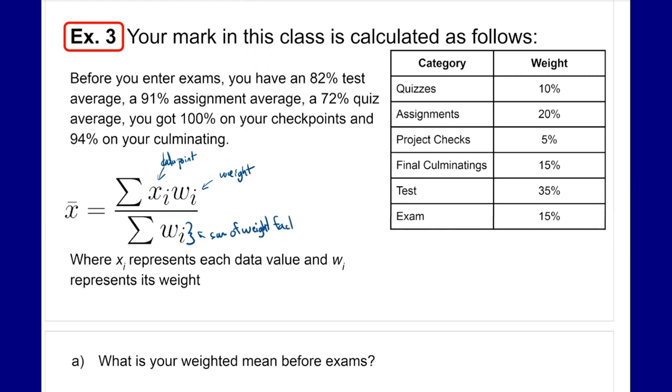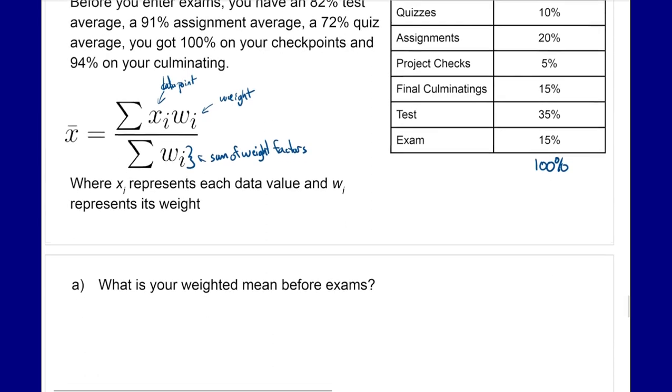If you don't have all values, you don't divide by the total. Our total in this case would be 100% if we're adding them all up. But if we don't have a certain category included, we can't use that as part of the sum of weight factors. So let's say we don't have our exam. We're not going to use the 15%, so it would technically be 85% as our sum of weight factors. But we'll go through and look at an example.